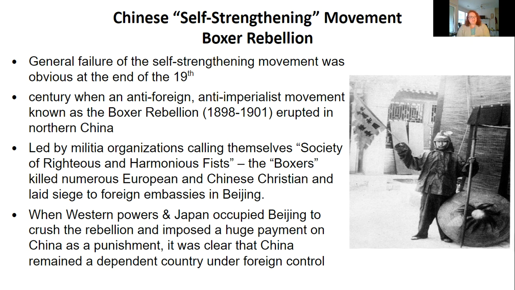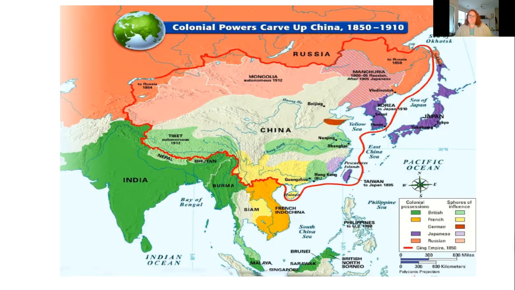It was led by militia organizations that called themselves the Society of Righteous and Harmonious Fists. The Boxers killed numerous European and Chinese Christians and led a siege of foreign embassies in Beijing. Western powers and the Japanese occupied Beijing to crush the rebellion and imposed a huge payment on the Chinese as punishment. It was clear that China would remain dependent on foreign countries and under the power of foreigners. Dun, dun, dun. So this is what colonial powers had carved up in China between 1850 and 1910. You can see that there's very little that is controlled by actual China.